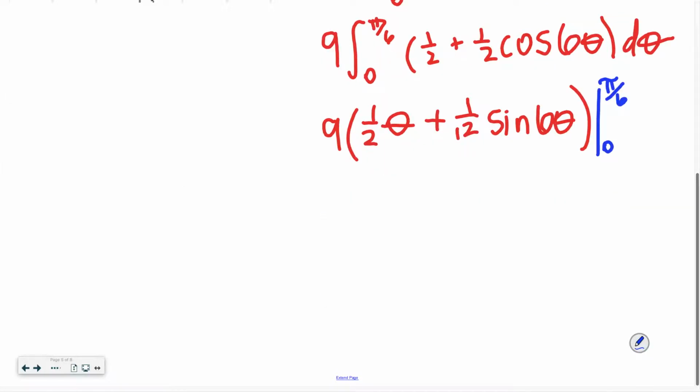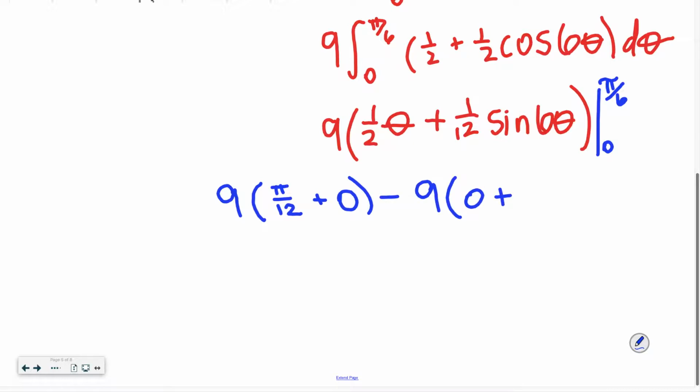Setting up the integral is what I'm most concerned about. That's the new stuff here. It gets tedious when you get to the evaluating, so be careful and make sure you're plugging things in correctly and your arithmetic is correct. But thanks to the pi over 6, the sine will be 0 when we plug it in both times. So we get pi over 12 plus 0 plus 0, because sine of 6 times pi over 6 is sine of pi, which is 0.